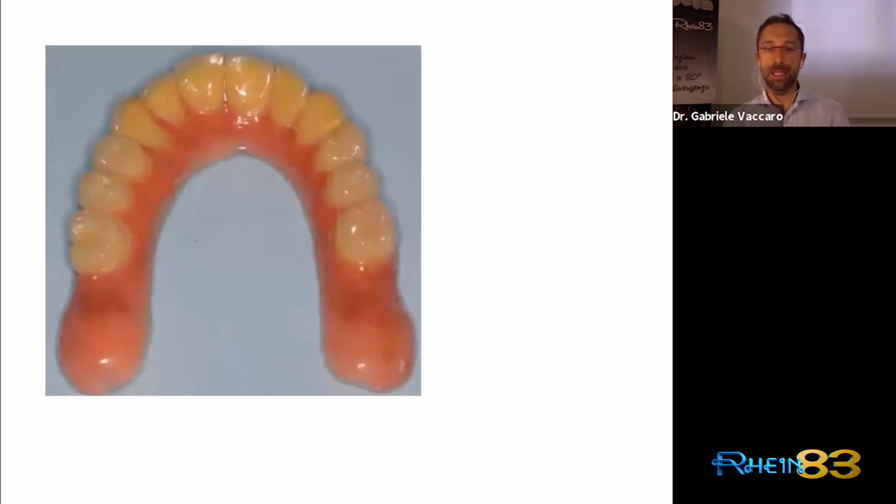And this is the final denture without the palatal plate, because we have a good retention over the root, so we don't need the palatal plate. And this is a big comfort for the patient.